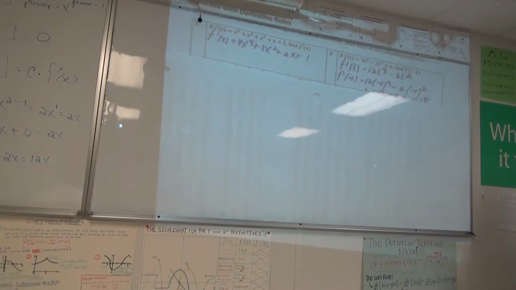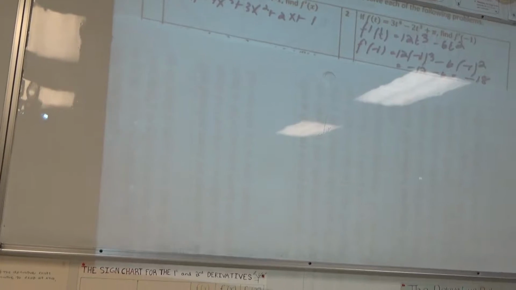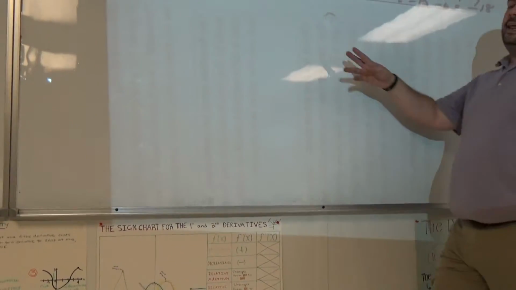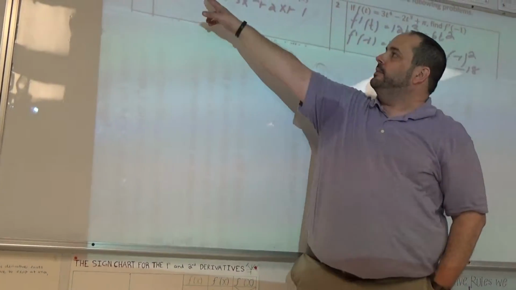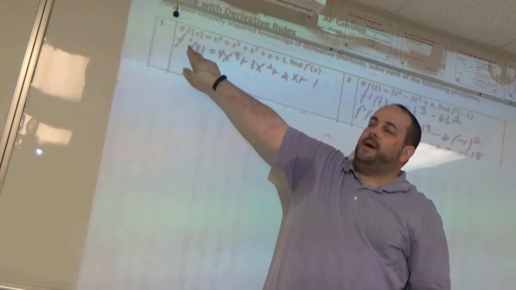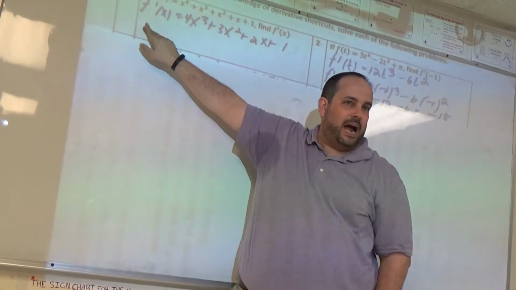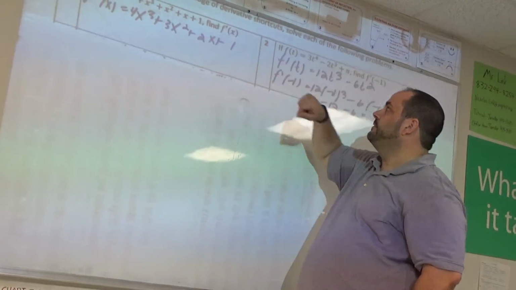Can I zoom in on number 1? 4x cubed plus 3x squared plus 2x plus 1. I can zoom in. Okay, one thing I did not get a chance to check on when I was walking around: if f of x is x to the 4th, you better be labeling this correctly. This is f prime of x, that's equal to 4x cubed plus all this stuff.